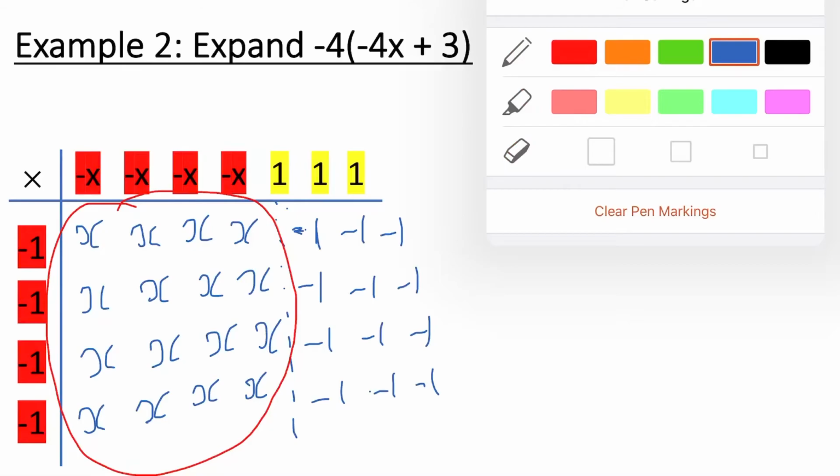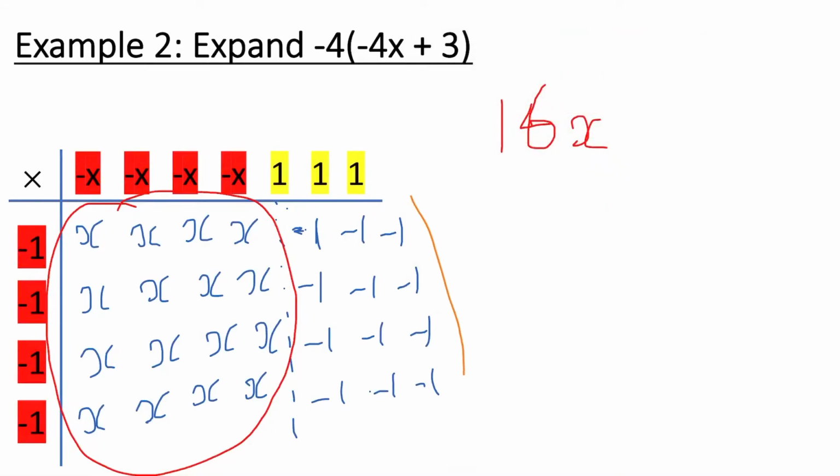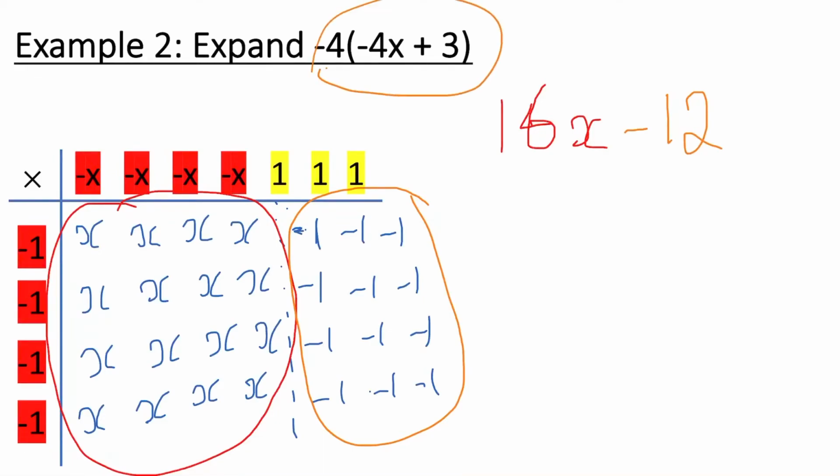And then we are going to count up our -1s. So counting all of that up, you will have an answer of -12. The final part of this will be -12. So when you are expanding this bracket, your final answer will be 16x, take away 12.